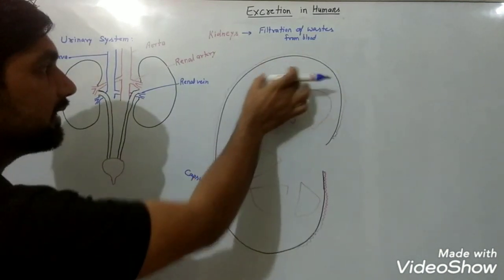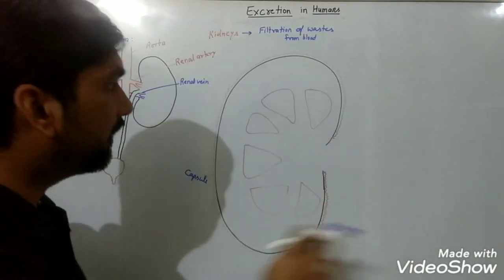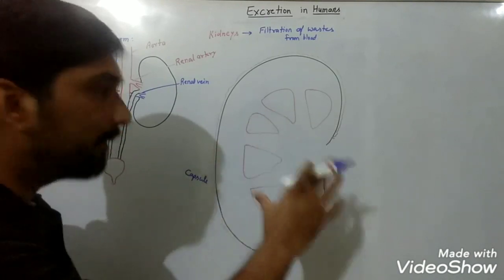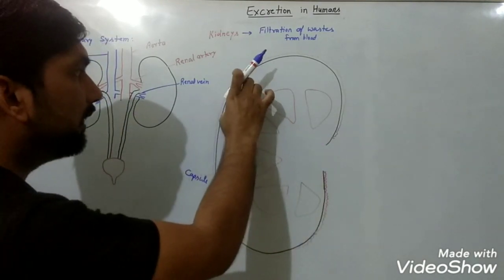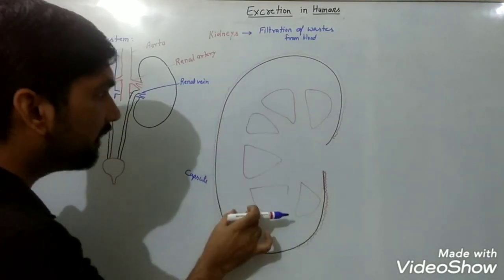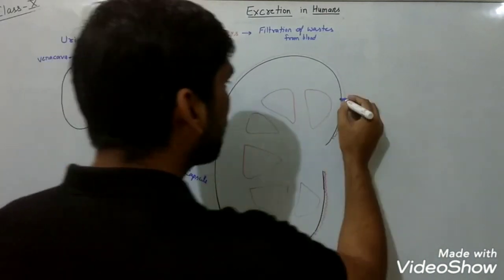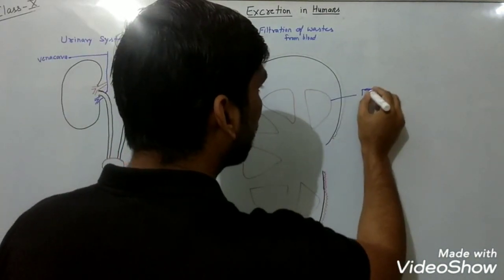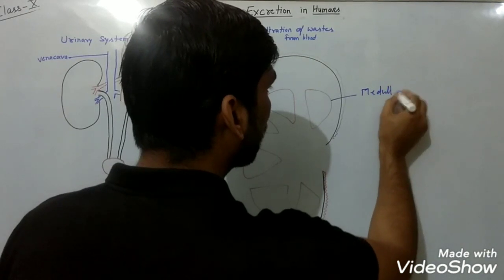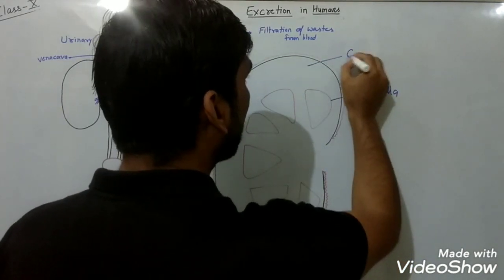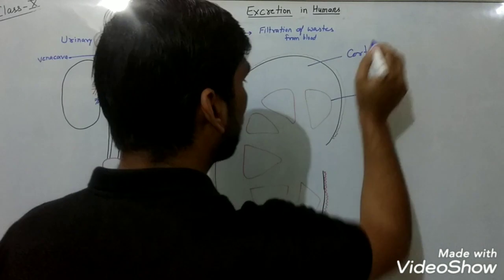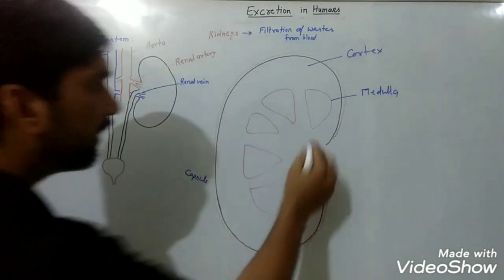And this cortex region has what? The units of the kidneys that are known as nephron. So a few parts of the nephrons are present in this cortex region, and this is what? Medulla region. This is cortex, and the inner one is known as what? Pelvis.